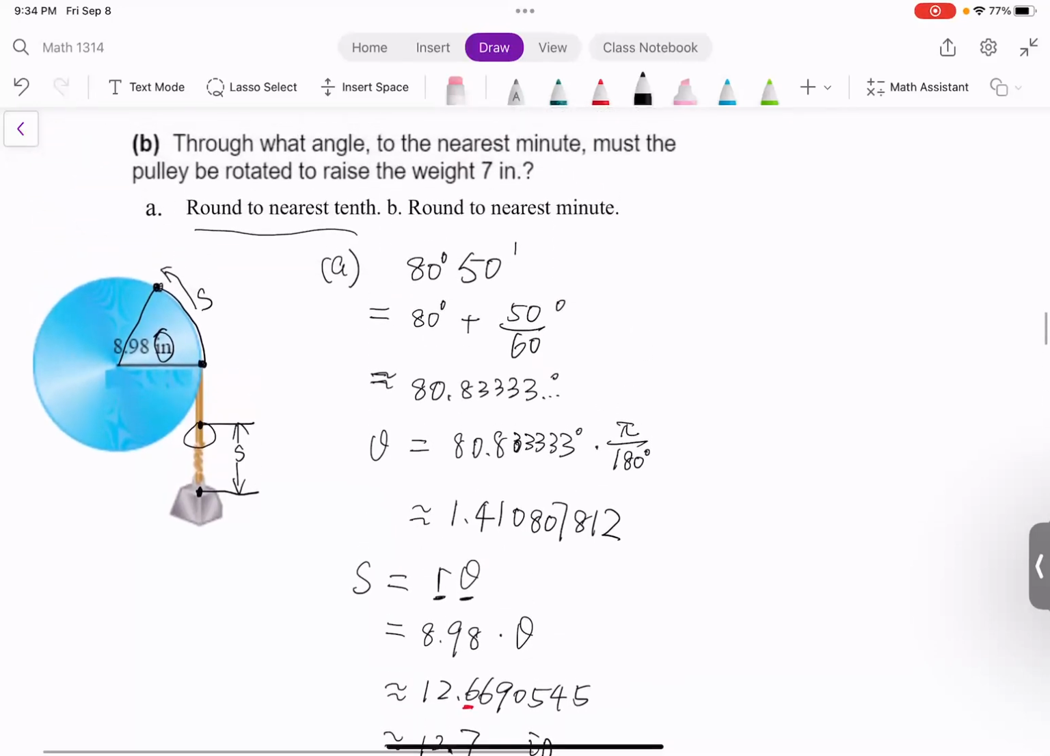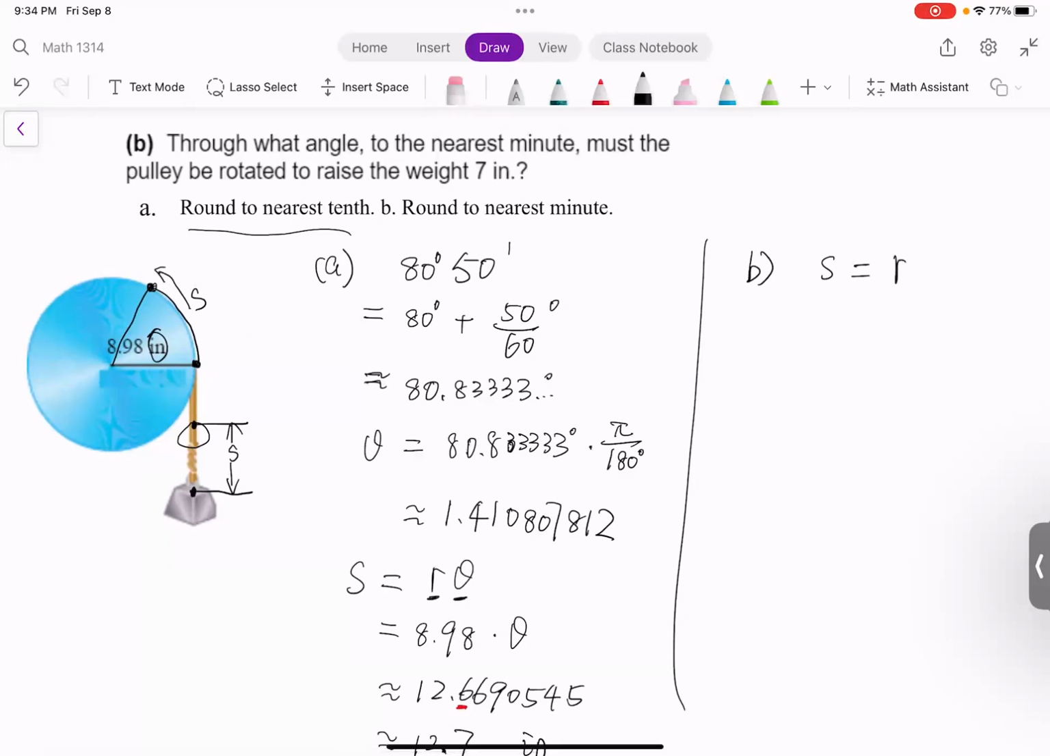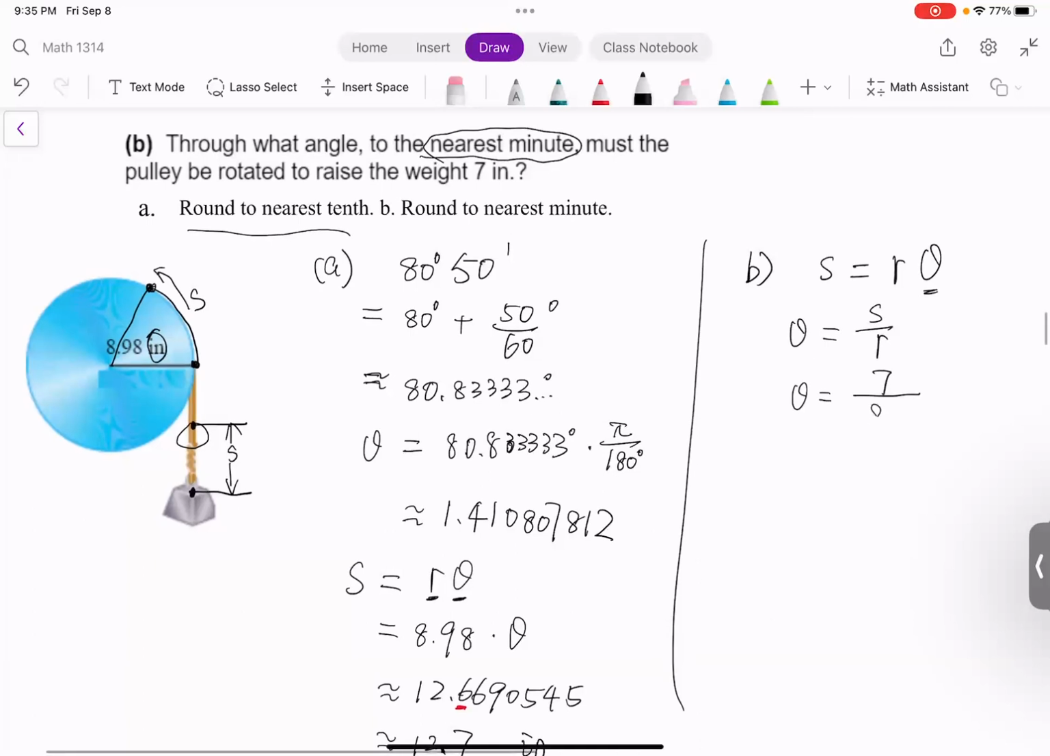All right, question number B. Through what angle, to the nearest minute, must the pulley be rotated to raise the weight 7 inches? That means the arc length S is given, and we have R, and we're looking for theta. This theta is in degree mode because of nearest minute. Let's see how to find theta. Divide by R on both sides: S over R is theta. Let's find the radian measure first, and then convert it to degree mode. So theta equals 7 over R, and R is 8.98.